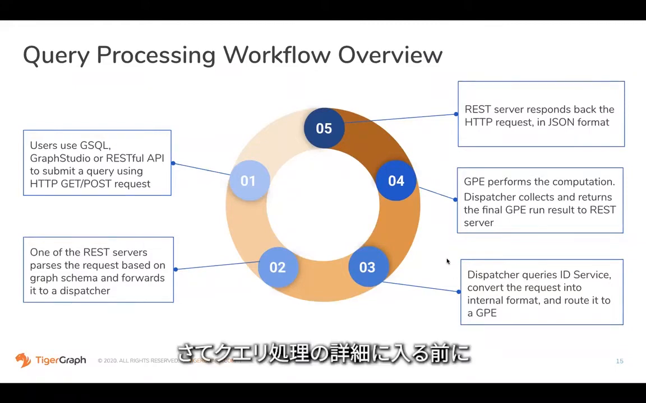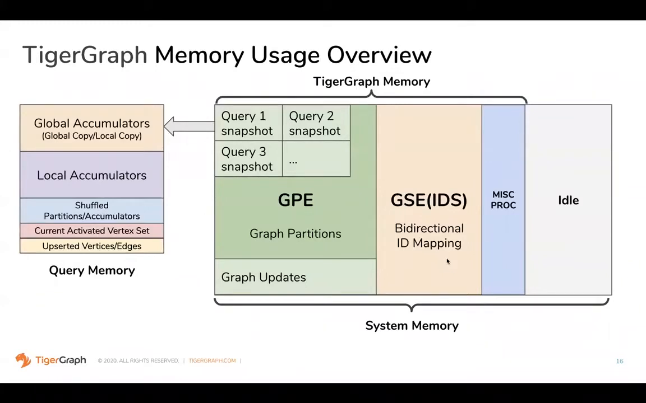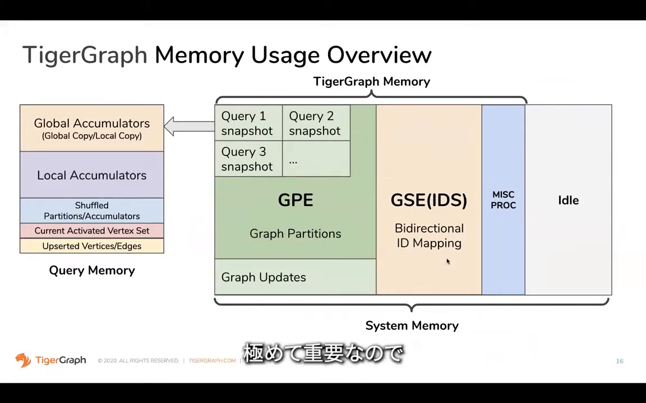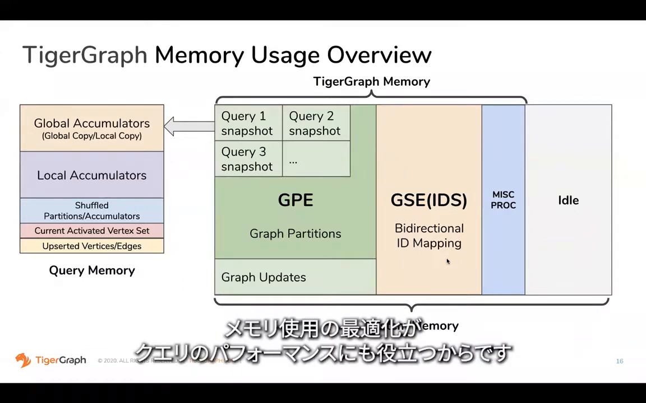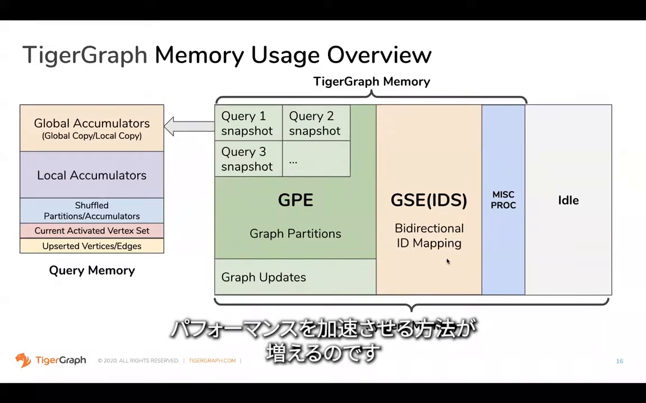Now, before I go further into the details about the query processing, I wanted to spend a few minutes on how the memory is used itself, because memory is so vital to how TigerGraph performs. The reason why it's also important is because the way you optimize the memory usage helps the query performance. More memory, if it's available to the system, means more opportunity to speed up the performance.